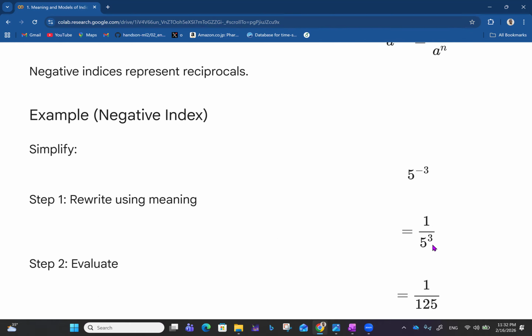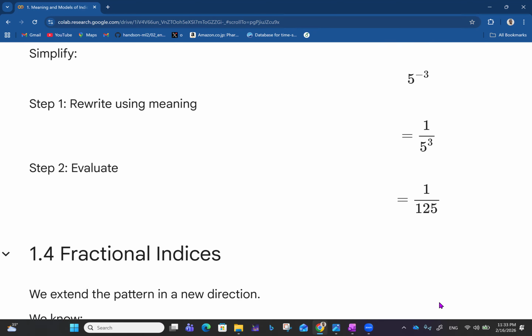And we know that 5 raised to the power 3 is 5 times 5 times 5. That's 1. 5 times 5 is 25. 25 times 5 is 125. So 5 raised to the power minus 3 is 1 over 125.